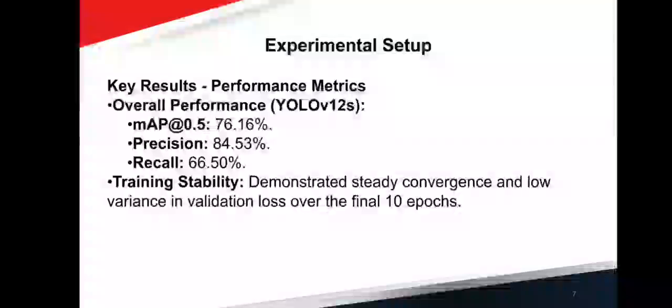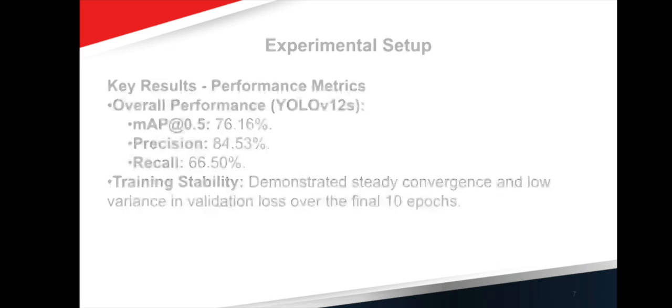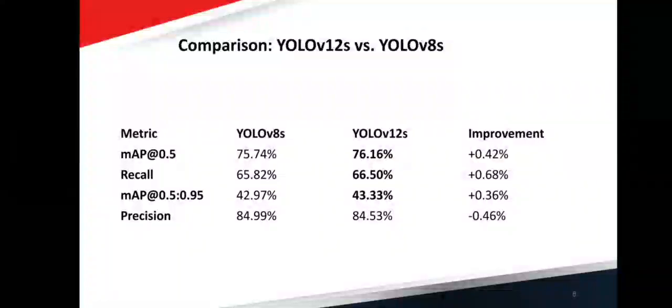The result we get for this paper is the overall mAP 76, precision 84, and recall 66. Training shows stability, steady convergence, and low variance in validation loss over the final 10 epochs. This table is for comparison between the models.